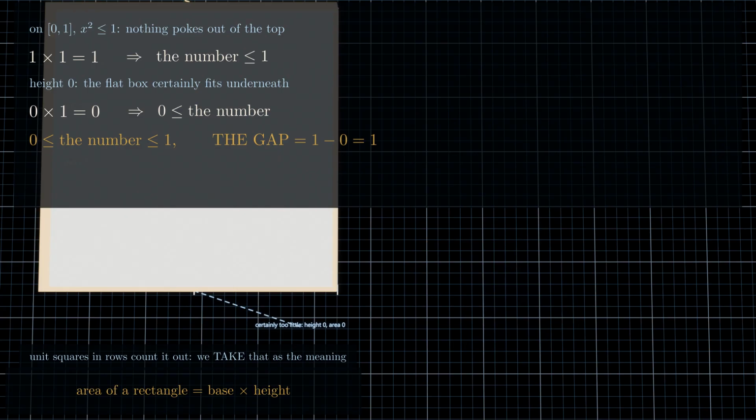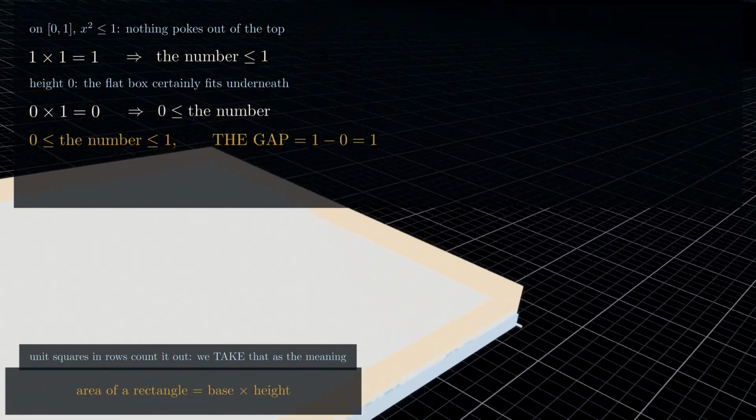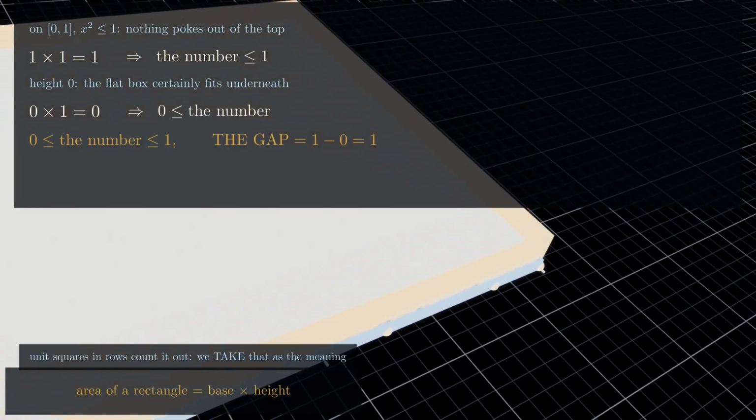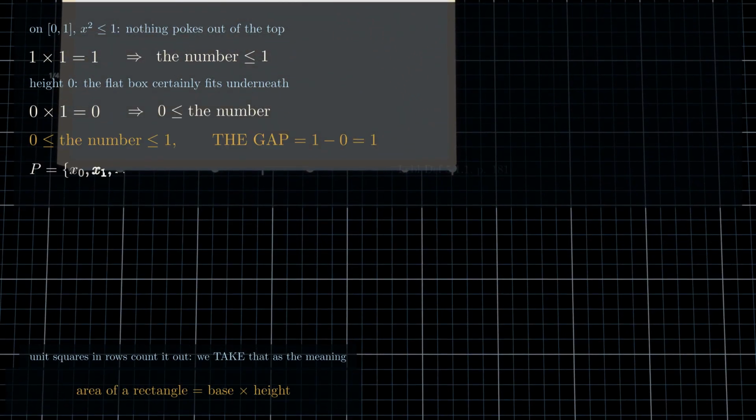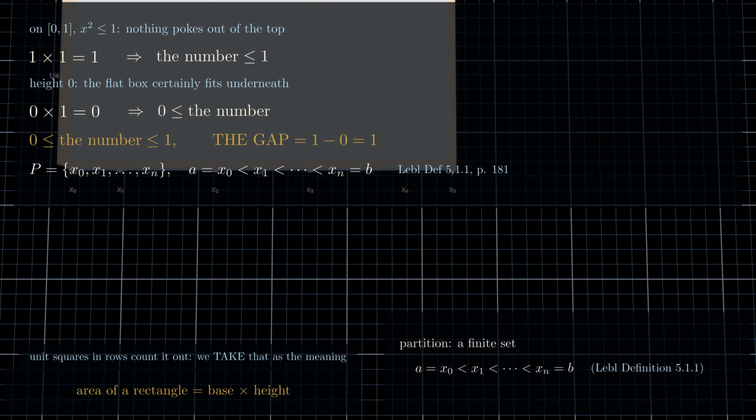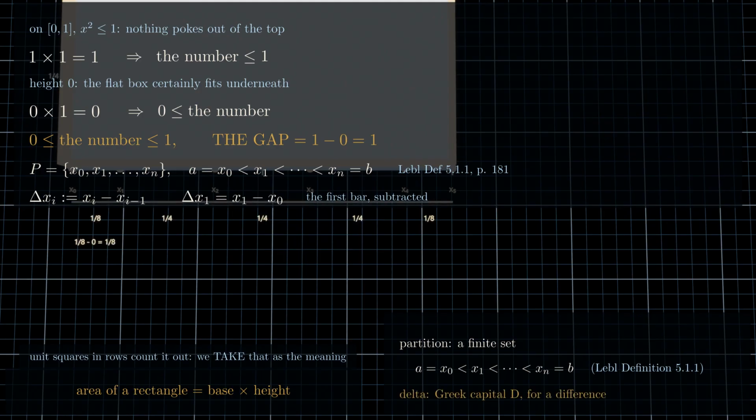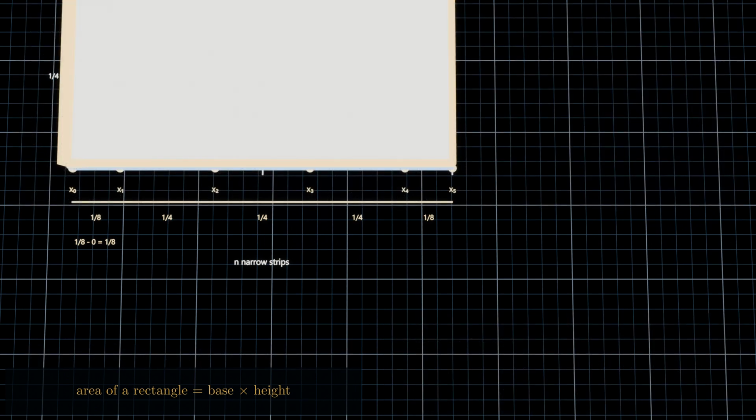One rectangle is terrible because the curve climbs a long way across the whole interval. So stop using the whole interval. Chop it up. Choose finitely many points along the base in increasing order, from the left end to the right. Our Lebl calls that set a partition. A equal to x0 less than x1 less than x2 up to xn equal to b. The width of the ith strip is delta xi, meaning xi minus xi minus 1. Delta is the Greek capital D, what mathematicians write for a difference. The interval is now n narrow strips. Over each one we stand a rectangle, and because the strips are narrow, the curve cannot get far from a flat top.